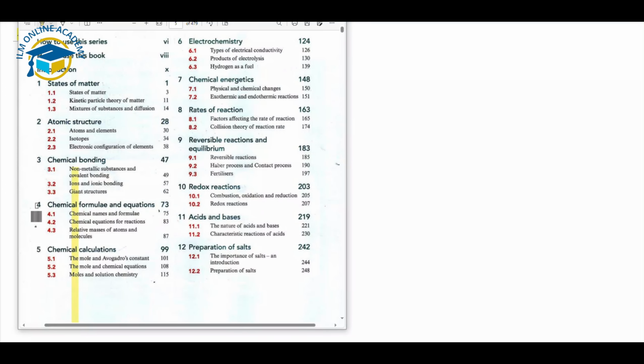See on my screen we have chapter number 4, chemical formulae and equations, and in this chapter we'll discuss the chemical names and formulas, chemical equations for the reactions, and also the relative masses of the atoms and the molecules. This is chapter 4 of the chemistry contents, and in today's video we are going to look at this chapter. So let's talk about this.